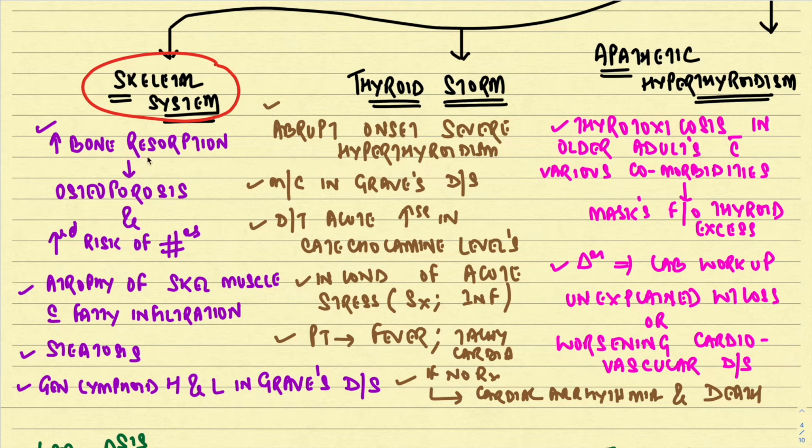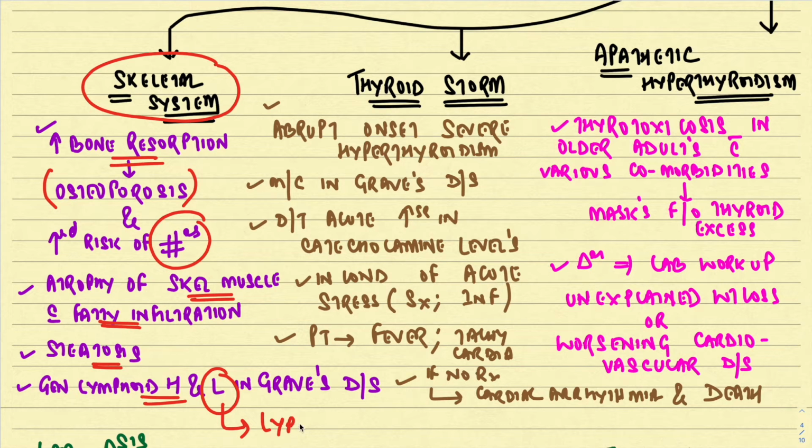Other clinical features are those which involve the skeletal system. There is an excessive amount of bone resorption leading to osteoporosis, and there is an increased risk of fractures. Associated with this, there will be atrophy of the skeletal muscles along with fatty infiltration. There is what is called steatosis, and generalized lymphoid hyperplasia and presence of lymphoid follicles. Presence of lymphoid follicles is seen in case of Graves' disease.